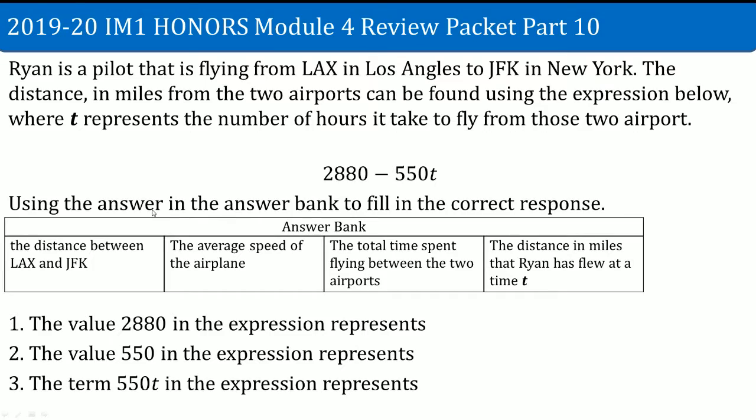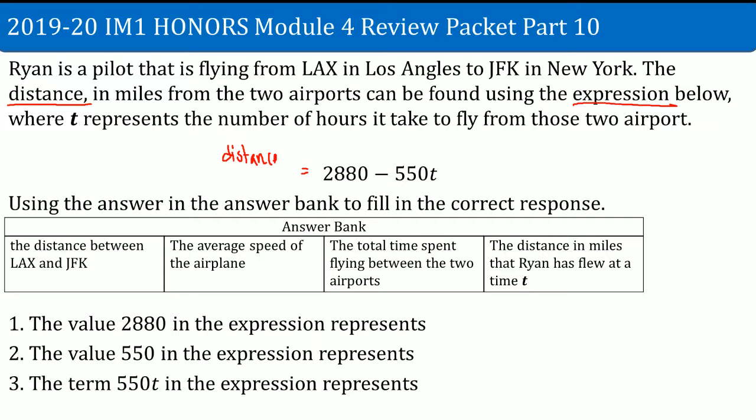Next, Ryan is a pilot that is flying from LAX in Los Angeles to JFK in New York. The distance in miles between the two airports can be found using the expression below, where t represents the number of hours it takes to fly between the two airports. What do the terms represent? Notice that it says something very crucial here. The expression tells us the distance. So this is going to be equal to distance, correct?